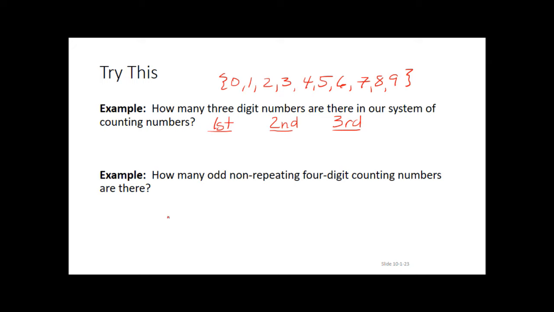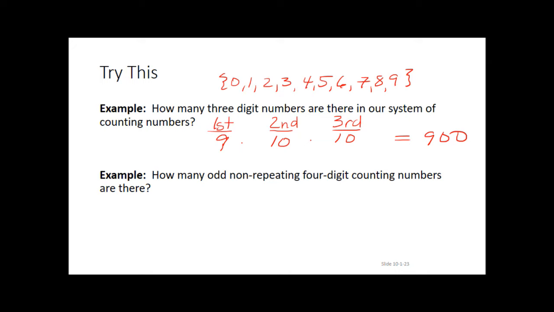Good, Maria. She said 9, 10, and 10. So there's 9 digits, 1 through 9, for the first digit. And since repetition is allowed in our system of numbers, there's 10 and 10, 0 through 9 for each of the second and third. So 9 times 10 times 10 is 900 counting numbers that have 3 digits in our system.